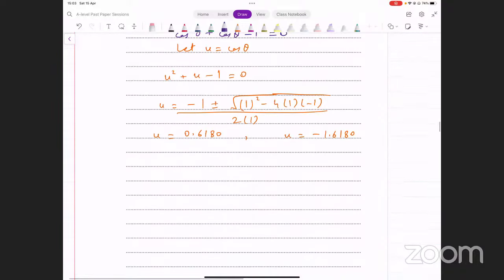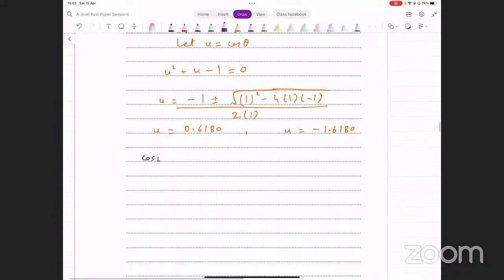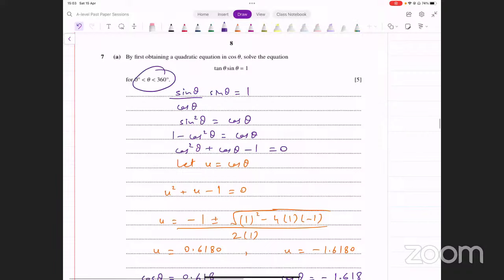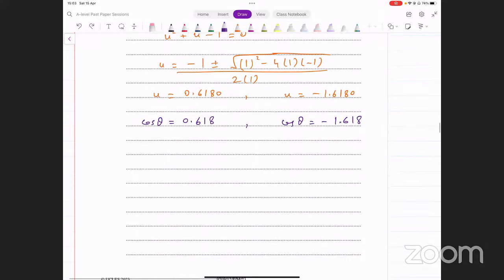हमने क्या substitution use की थी? u equals cos theta. We can put that substitution back, and we are getting cos theta equals 0.618, or cos theta equals minus 1.618. इन equation को हमें solve करना है. Remember, the interval is from 0 to 360 degrees. क्या करेंगे? दोनों के basic angles वगैरह ऐड कर लें.